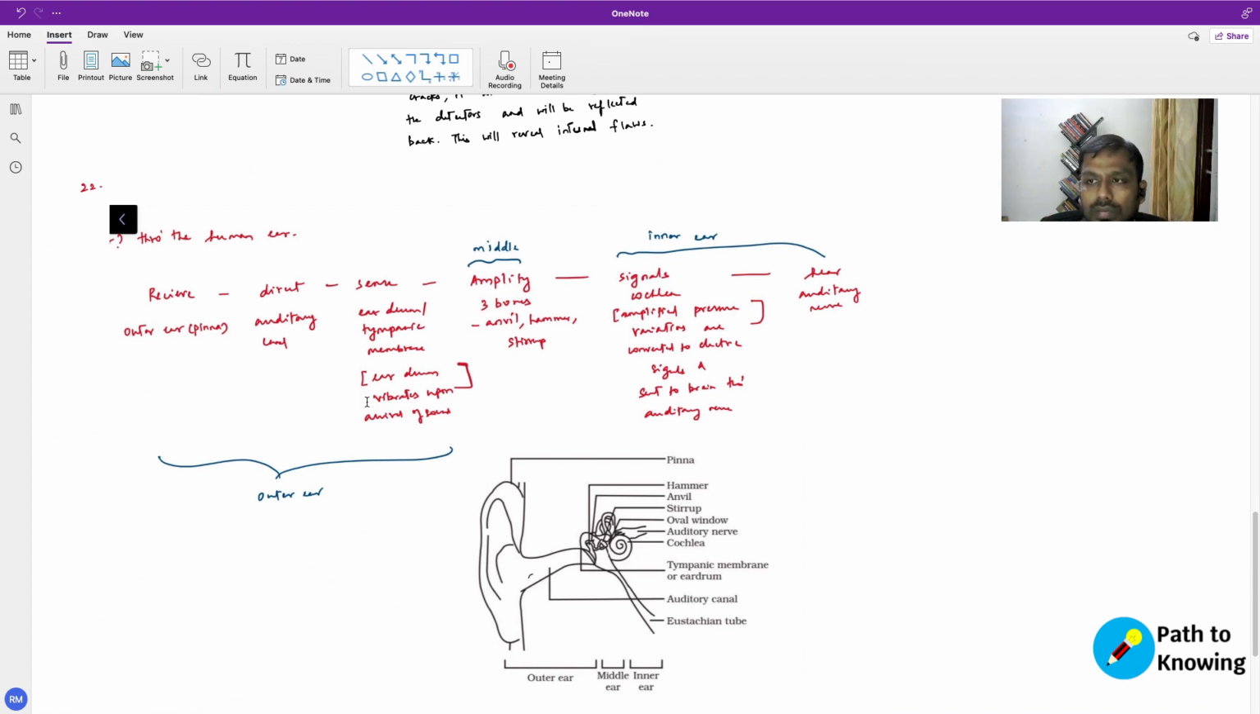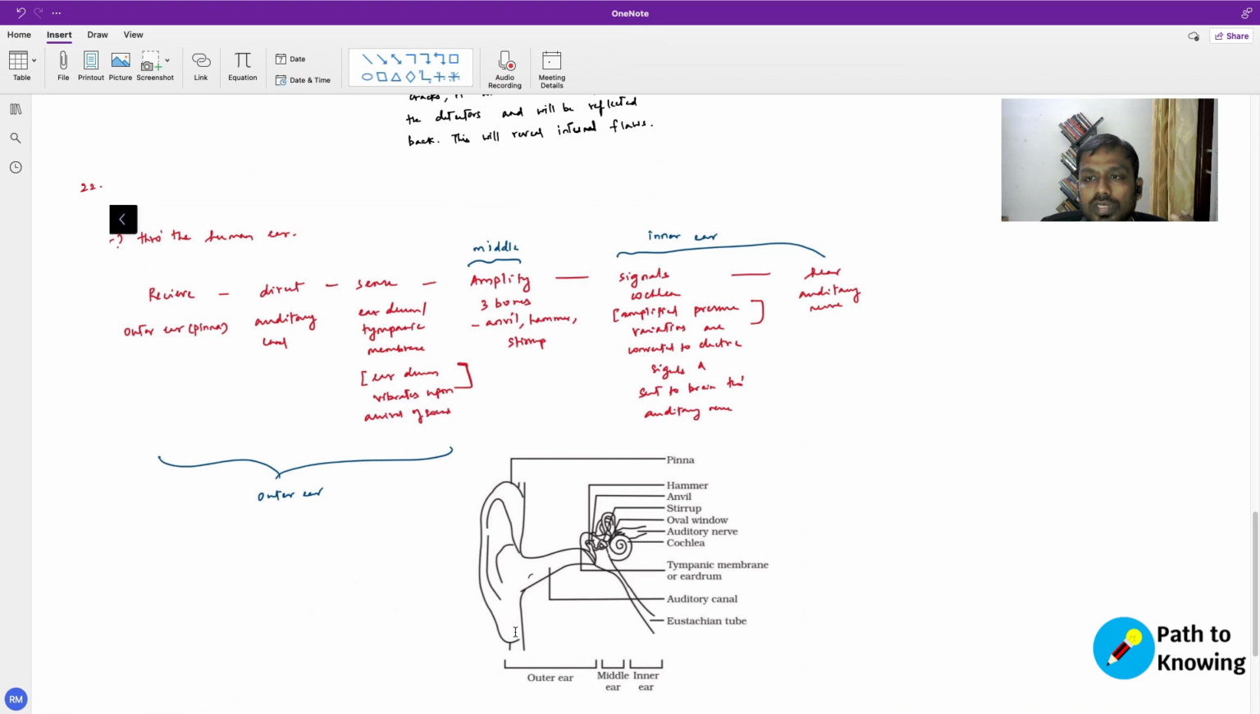The purpose of each part is primarily to receive the sound waves, direct the sound waves, sense the sound waves, and then amplify, and then convert them to electric signals, and then pass it on to the brain. So that is a whole set of activities that is performed by the ear, right? So let's start with the outer ear. The whole purpose of the outer ear, which is called pinna, is to receive the sound waves. So the propagated waves have to be received.